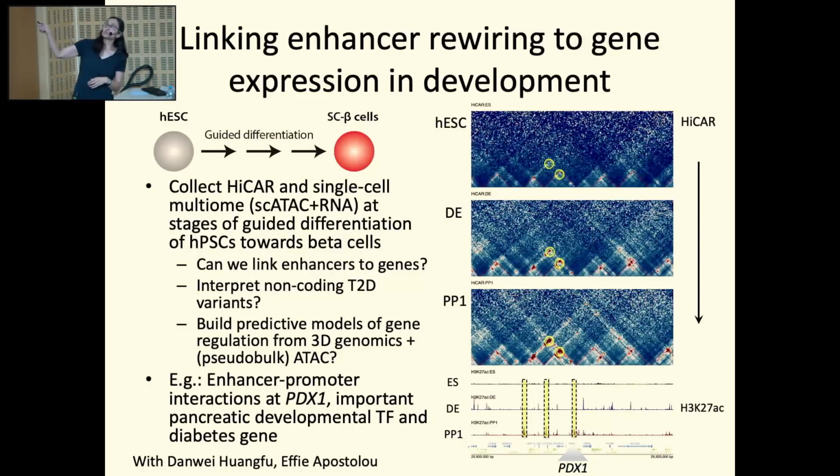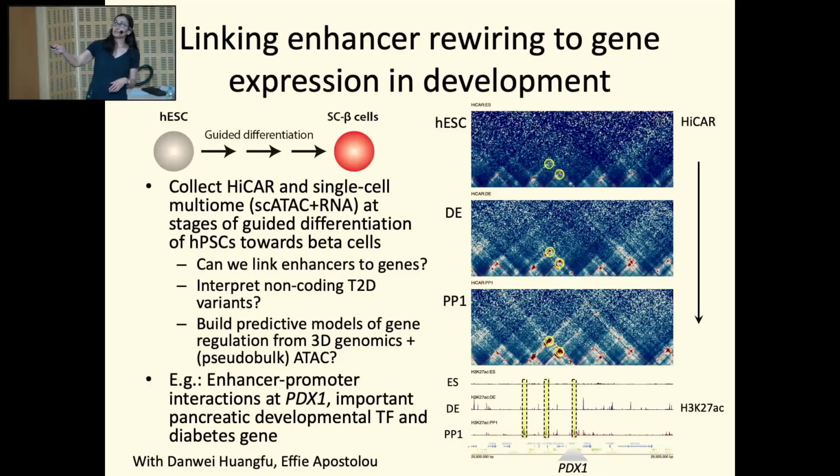So what we have is these different stages of this in vitro pancreatic differentiation. We have a 3D genomic assay called HiCAR, a little more efficient than Hi-C. We also have single-cell multiome data at these different stages. So with single-cell multiome, we have chromatin accessibility and RNA from the same individual cells, so two readouts from each cell, again at these different stages of differentiation.